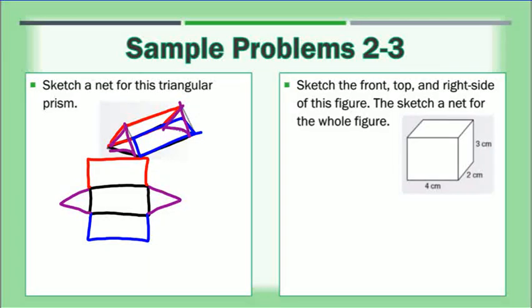Then here it says sketch the front, top, and right side of the figure. Then sketch the net for the whole figure. So the front part, when I'm just looking at it, it's a rectangle. So this is the front. And then the top would be the same thing. And then the right side would just be a smaller rectangle.